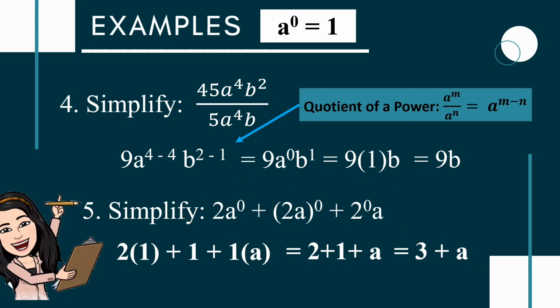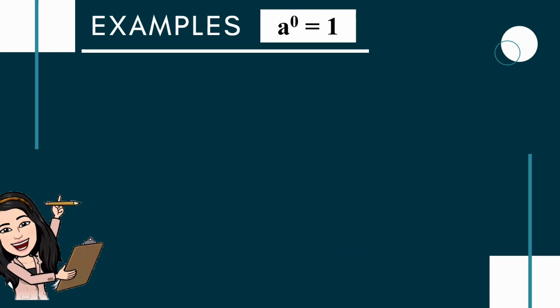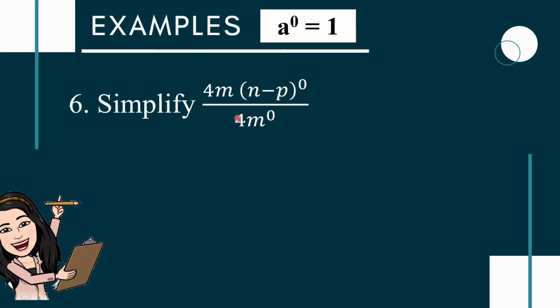Let us have the last one. Let us simplify 4m times the product of n minus p raised to 0 divided by or all over 4m raised to 0. So this is, isa-isahin natin. So kopyahin si 4m times, since ang nasa parenthesis ay raised to 0, lahat yon ay equal to 1 na. Divided by 4, kopyahin. Si 0 ay power ni m, kaya ang m raised to 0 is equal to 1. So simplifying it, we can cancel 4 as well as 1, correct.